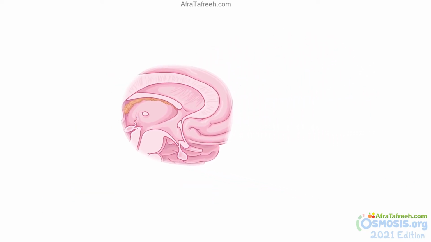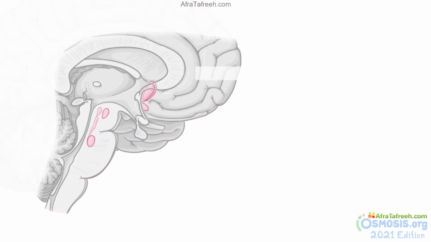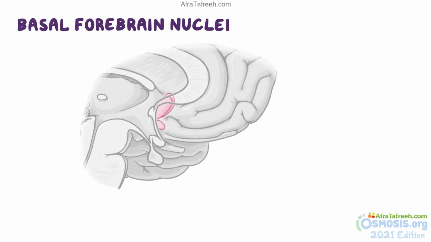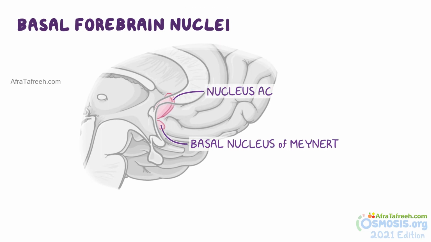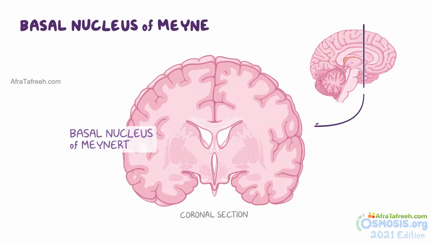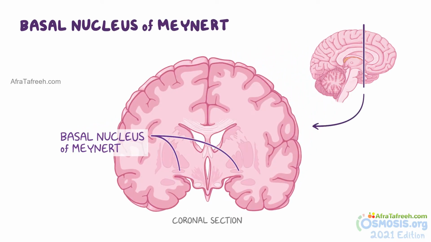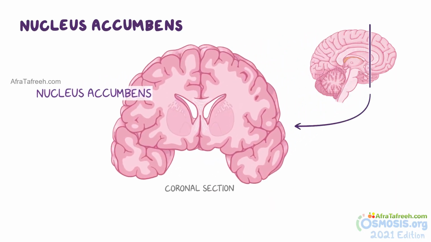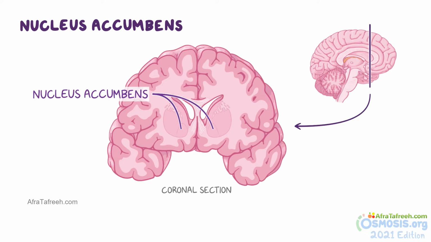Two more groups of structures that are connected to the limbic system and the basal ganglia include the basal forebrain nuclei and limbic nuclei in the brainstem. The basal forebrain nuclei include the basal nucleus of Meynert, the nucleus accumbens, and the septal nuclei. On a coronal section of the brain, the basal nucleus of Meynert can be seen just below the basal ganglia. It contains neurons that release acetylcholine as their neurotransmitter. The nucleus accumbens can be seen within the basal ganglia, next to the septal area. It contains neurons that release GABA as their neurotransmitter.